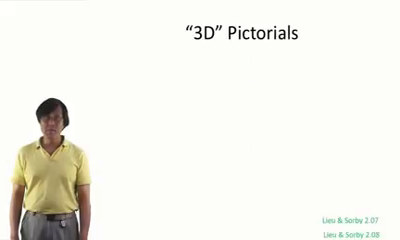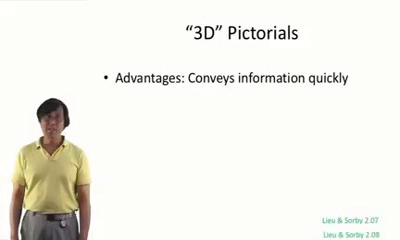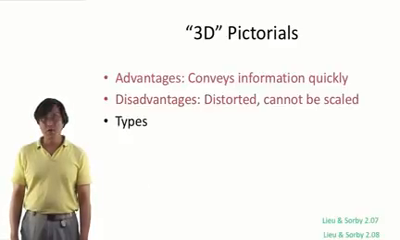So instead, we use what's called a three-dimensional pictorial. A three-dimensional pictorial has the advantage in that it conveys information very, very quickly. But it has the disadvantage that it is distorted, it can sometimes be difficult to draw, and it can't be scaled. In all, there are three types of pictorials that are very popular.